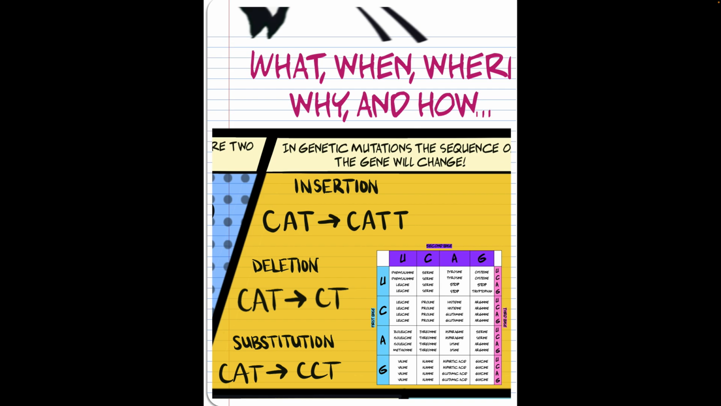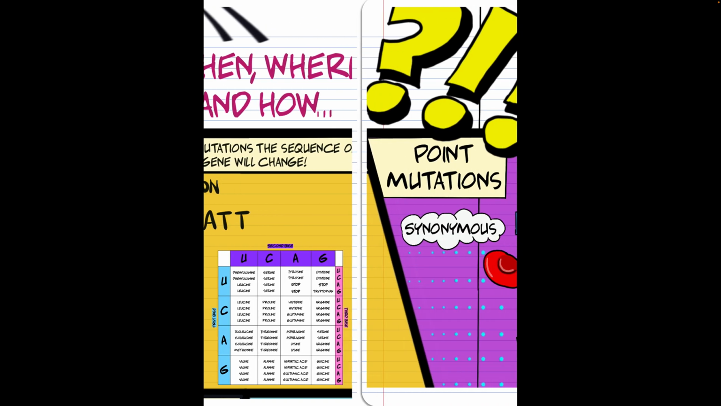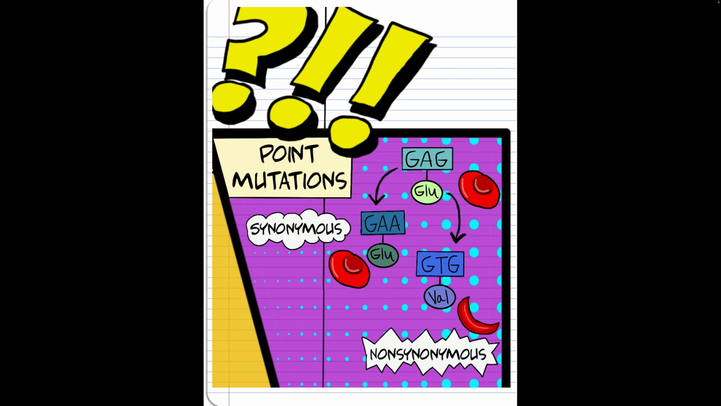Then we have substitution, which is also called point mutations. This is where a base has been swapped out for a different base. This may not be a big deal as long as the amino acid isn't changed. If the amino acid isn't changed, then we'll call those synonymous mutations. You may also hear it called silent or neutral.